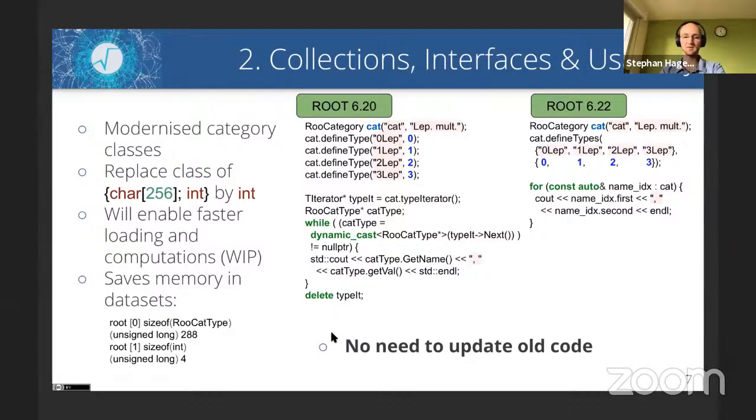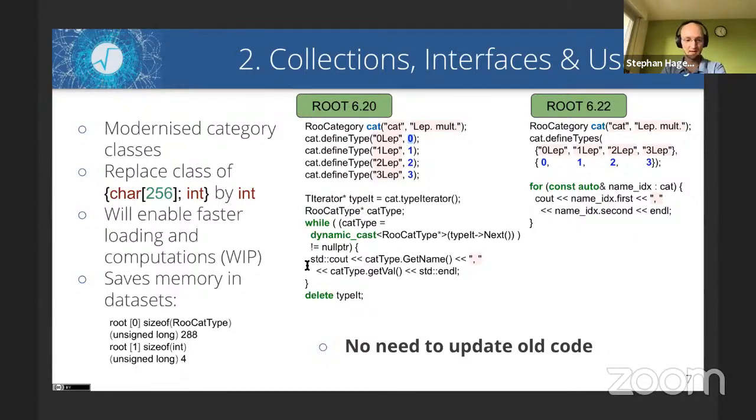Something more about interfaces. Some people had to use categories. And categories in old RooFit were based on something which is called RooCatType. It's a class, and this consisted of 256 characters and an integer. And this thing I replaced just by an integer, because a category is in essence just a number, and the number also has a state name. So it is logical to represent this as an integer, and this has several advantages.